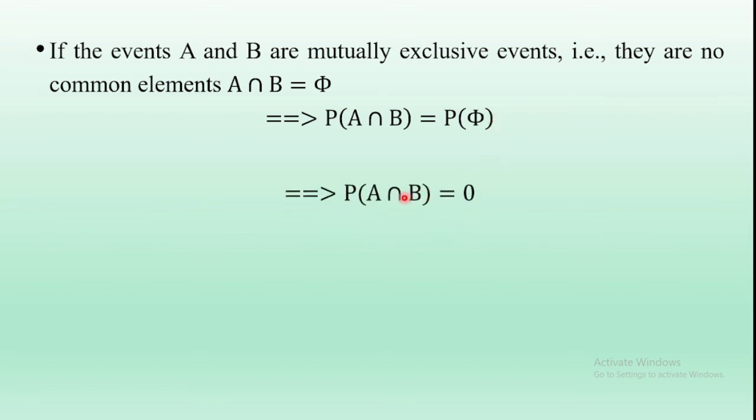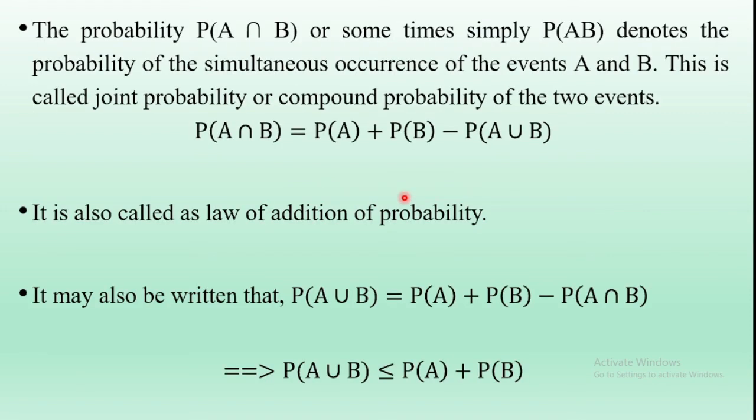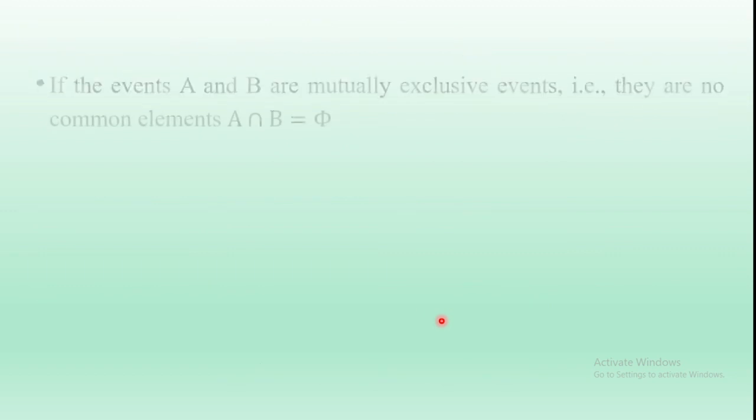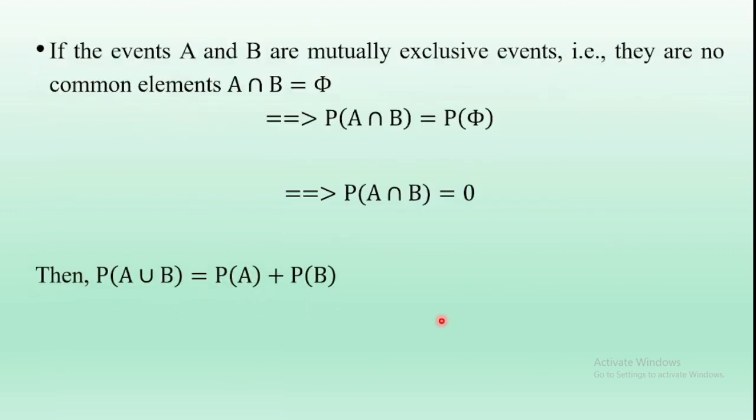Applying this condition to the equation, we get probability of A union B equals probability of A plus probability of B. So the joint probability condition is probability of A union B equals probability of A plus probability of B, if events A and B are mutually exclusive events. This is the concept of joint probability or addition theorem.